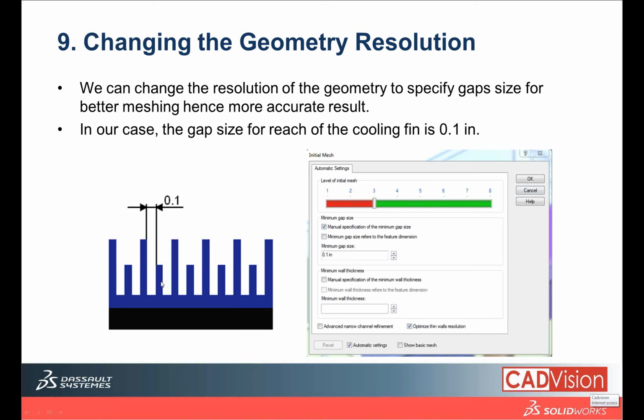So in this case, we will measure the smallest gap we have, which is at the heatsink, of 0.1 inch. So we assign a minimum gap size to it, so that it will automatically mesh smaller when it detects gaps of 0.1. This is particularly useful when you don't have really powerful computers, but you would still like to have a more accurate result. The geometrical resolution will help a lot here.